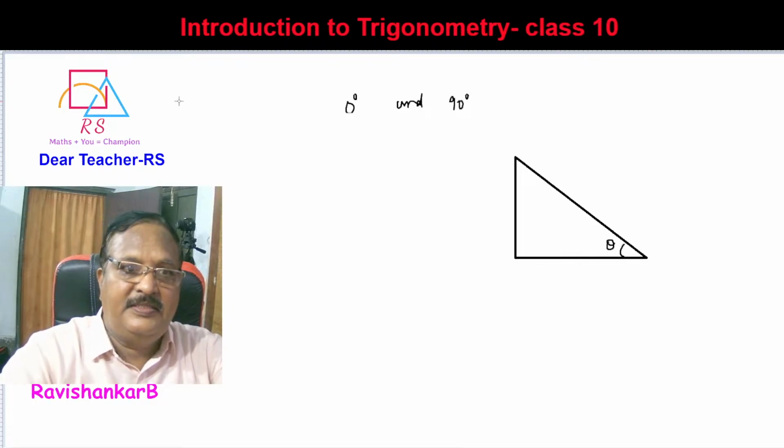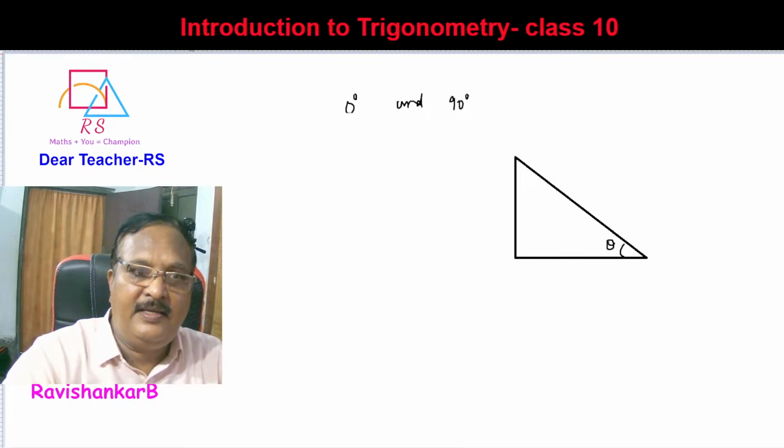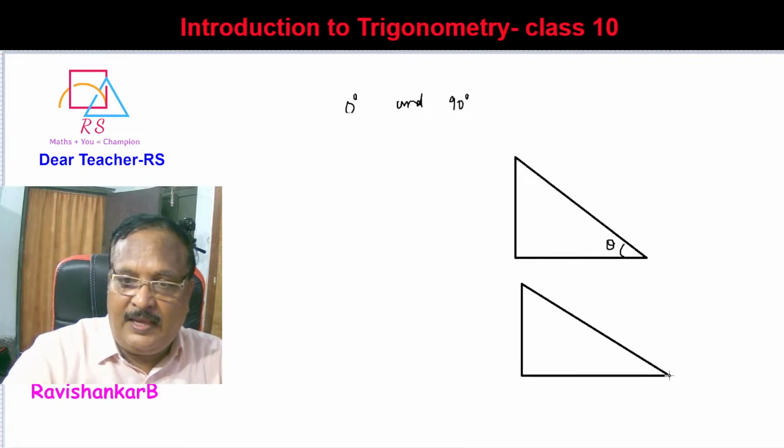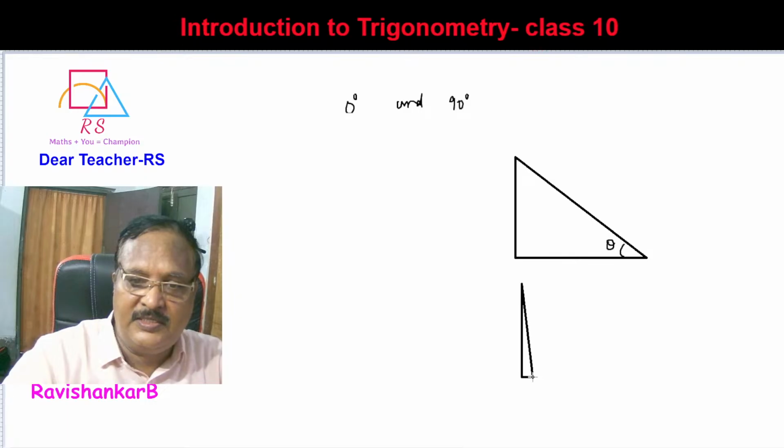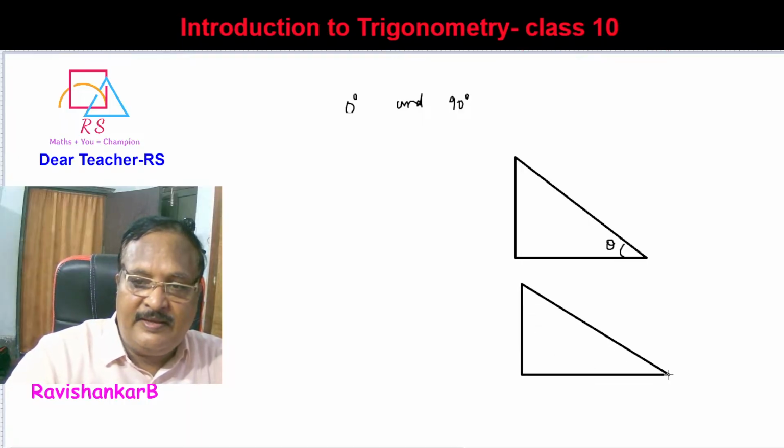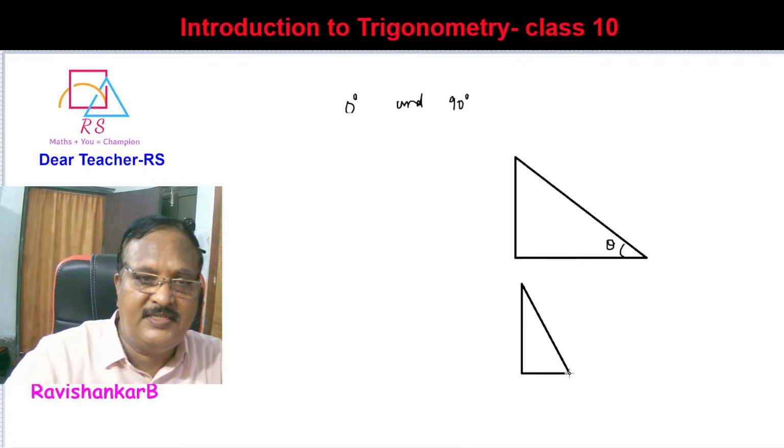90 degrees also. Same thing, this is the angle theta. Now I am increasing the angle. When I increase the angle, what happens? The adjacent side is becoming 0. At one point, the hypotenuse falls on the opposite side and the adjacent side becomes 0. So now I am increasing the angle, and when this point goes towards the height, at one time it will become 90 degrees and the adjacent side becomes 0.